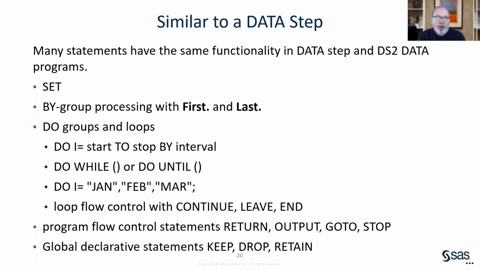With a by statement, by group processing works very much like it did in traditional data step, including first dot, last dot processing. Do groups and do loops work like they did in the Base SAS data step, including the do i equals with a discrete list of values, which, as far as I know, is unique to SAS programming. Loop flow control statements like continue, leave, and end, and all the program flow statements like return, output, and go to, stop, all work the way you would expect them to work in DS2.